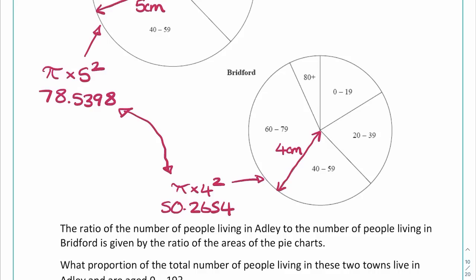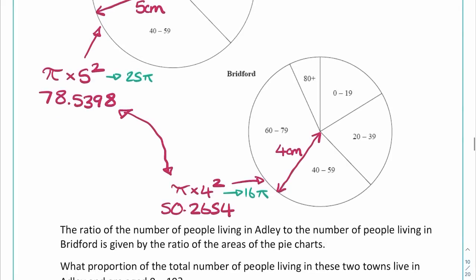78.5398. That would have been a lot easier in terms of pi, because this here would have been 25 pi, and this here would have been 16 pi. And then we could just do 25 pi out of 41 pi. That would have been a little bit nicer to write down, but we can do it using numbers still. They add up to make 128.8052 if I give it to 4 decimal places.